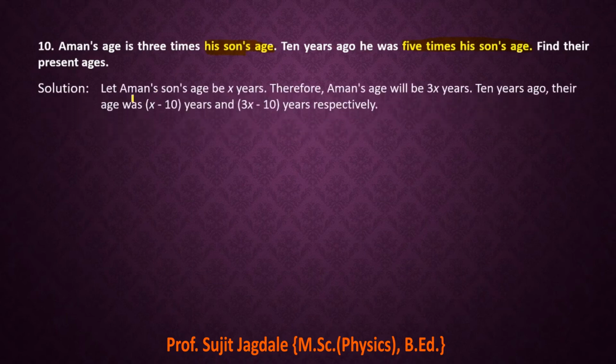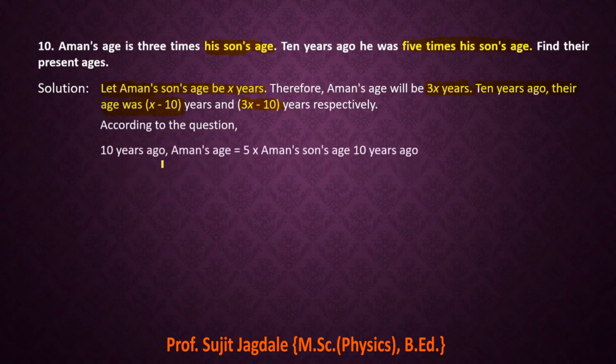So for that purpose, I am going to consider Aman's son's age to be x years. So therefore Aman's present age will be 3x years, because it is 3 times. Now 10 years ago, how will the ages be? x minus 10 will be the age of his son, and 3x minus 10 will be the age of Aman, years respectively. So these are the two conditions according to the question that we have considered in terms of variables.